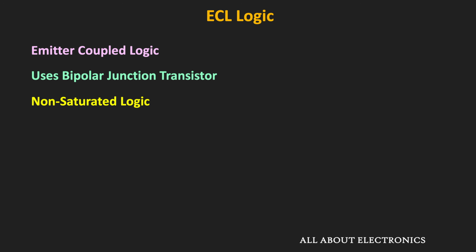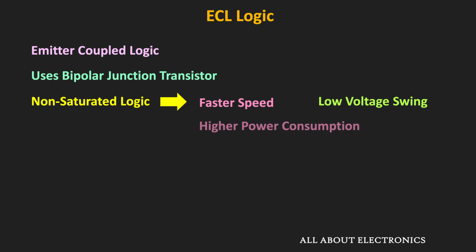Because of that, there won't be a charge storage issue in the base of the transistor, and hence the speed of the operation will be faster. And moreover, here the voltage swing is also very low, meaning that the difference between the logic low and the logic high is also very low. Therefore, the parasitic capacitance will also charge faster, and hence these ECL logic gates are very fast. But since it is a non-saturated logic, transistors are always operating in the active region, and therefore the power consumption of this ECL gate will be higher.